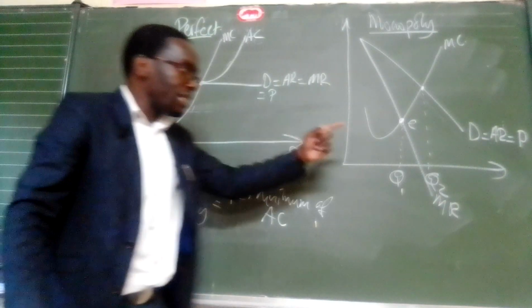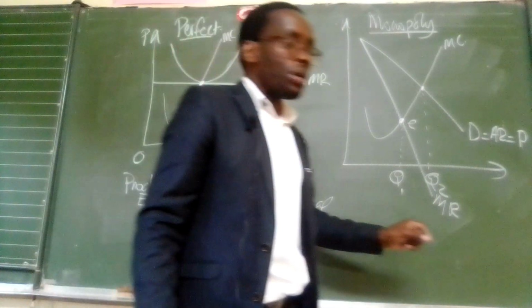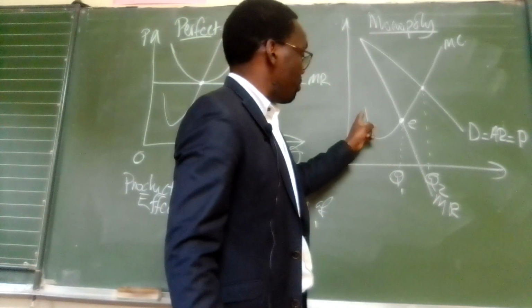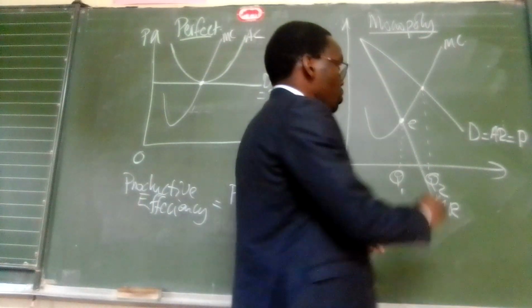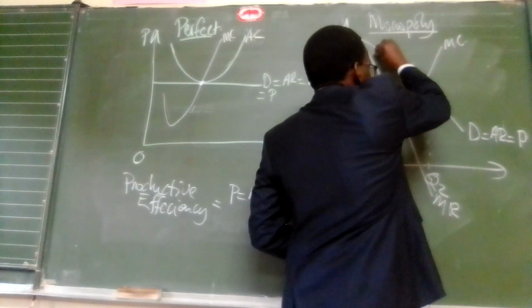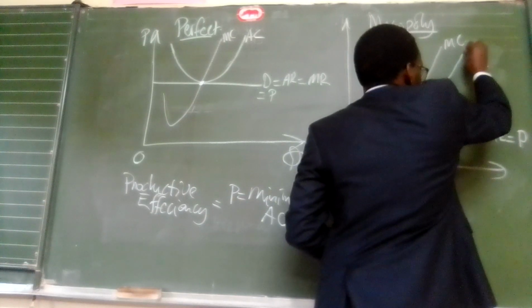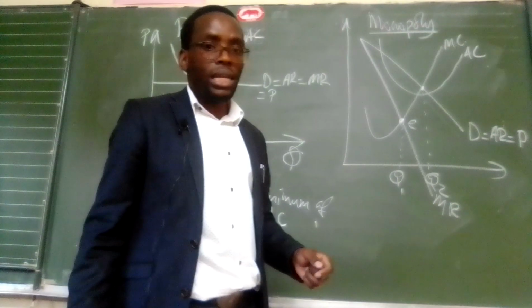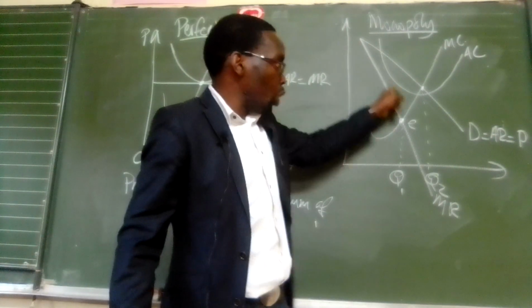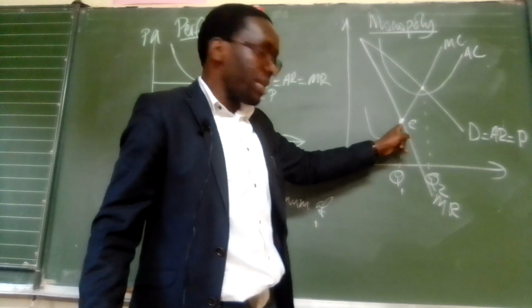Okay, and then let's go to the monopoly firm. A monopoly firm, we are saying productive efficiency is achieved where price is equal to the minimum of AC. And if I take this to be in the long run, then this one probably is my AC. Okay, now what it would now mean is we are saying this monopoly firm in the long run is unable to achieve productive efficiency.